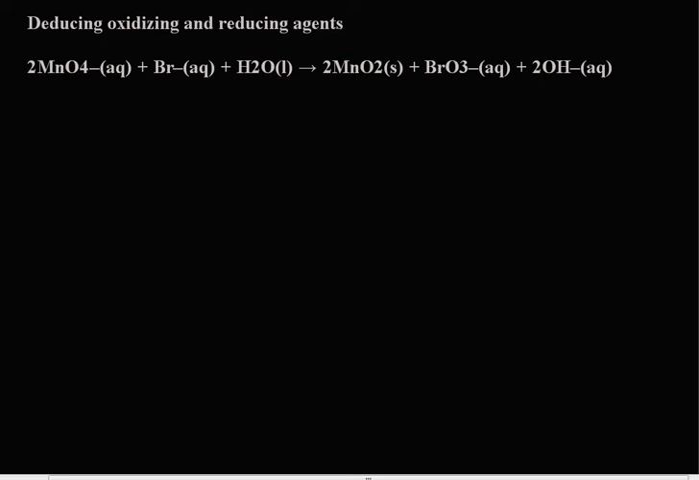Here we are trying to deduce the oxidizing and reducing agent. To do so, we have to determine the species that are oxidized and reduced. So let's start off with figuring out the oxidation states. Let's figure out the oxidation state of manganese in permanganate ion.